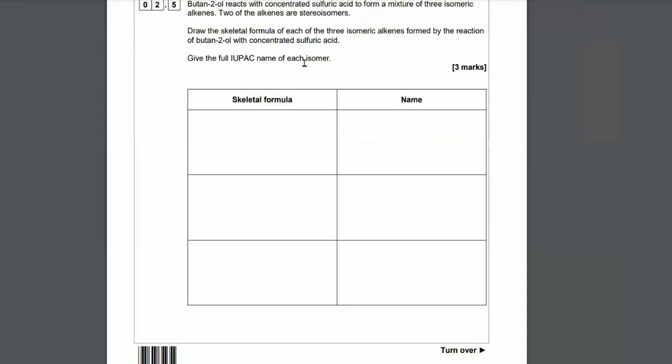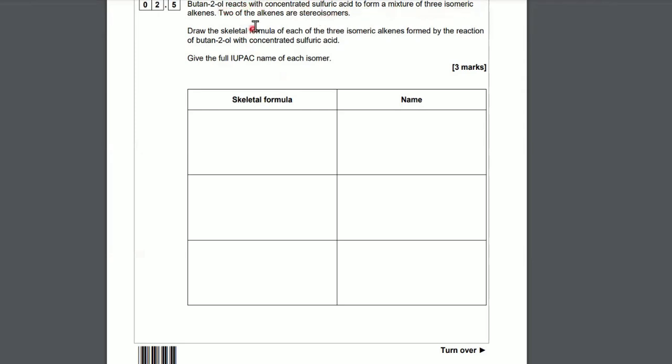Okay, we're on to 2.5. Butan-2-ol reacts with concentrated sulfuric acid to form a mixture of three isomeric alkenes. Two of the alkenes are stereoisomers, so they've told us we've got two stereoisomers. You remember cis, trans, EZ, they're your stereoisomers. Draw the skeletal formula of each of the three isomeric alkenes formed by the reaction of butan-2-ol with concentrated sulfuric acid. Give the IUPAC name of each isomer.